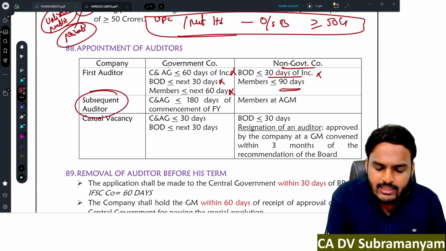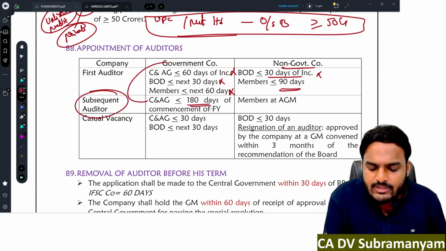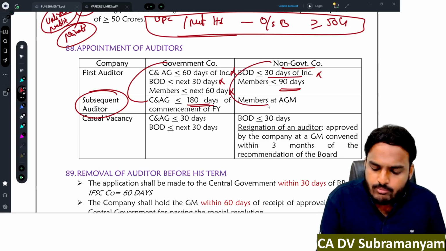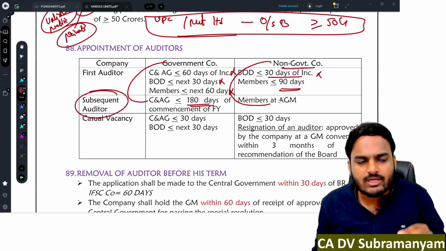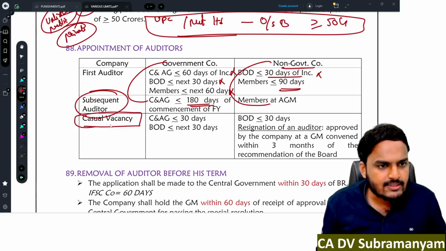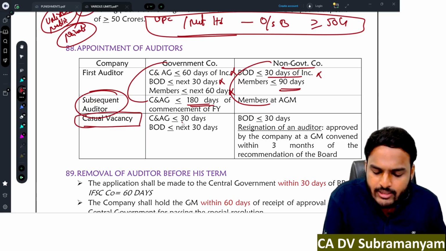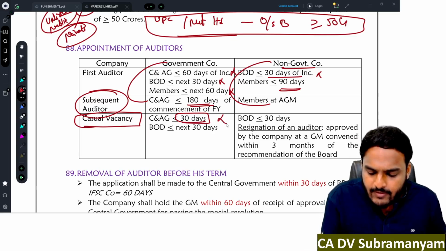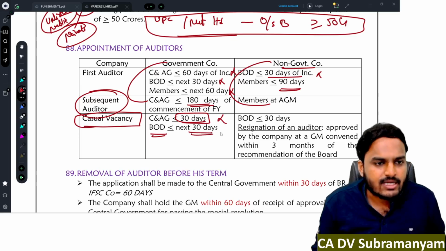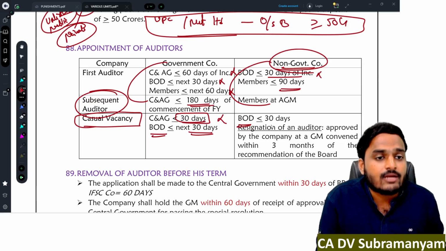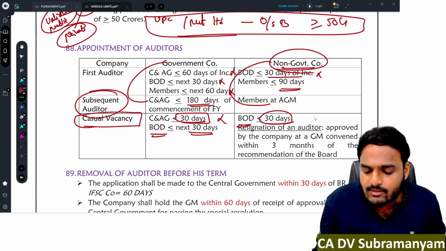Subsequent auditor, in case of government company, C&AG shall appoint within 180 days of commencement of financial year. In case of non-government company, in AGM, appointment of subsequent auditor will take place. In case of casual vacancy, C&AG shall appoint auditor to fill the casual vacancy within 30 days of vacancy. Failed. Then board of directors within next 30 days. Coming to non-government company, board of directors shall fill the casual vacancy within 30 days of vacancy.